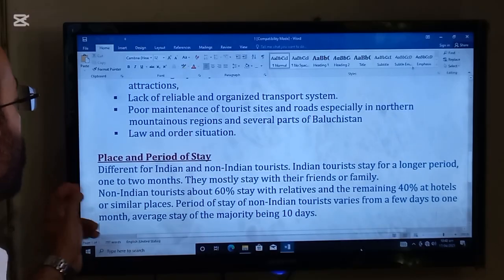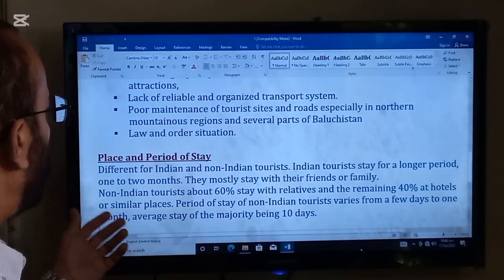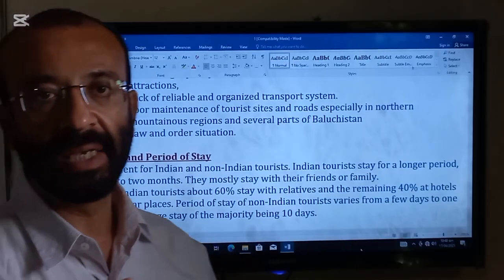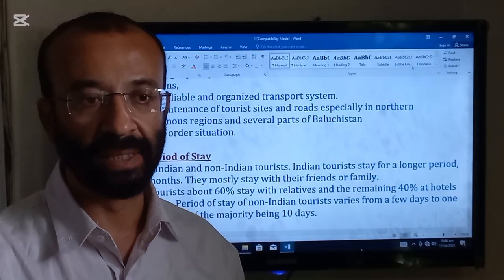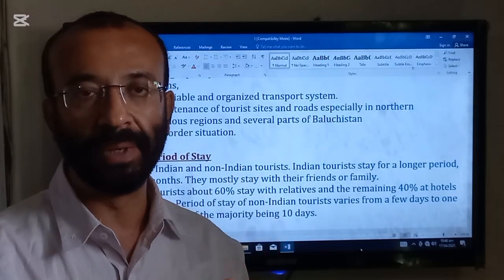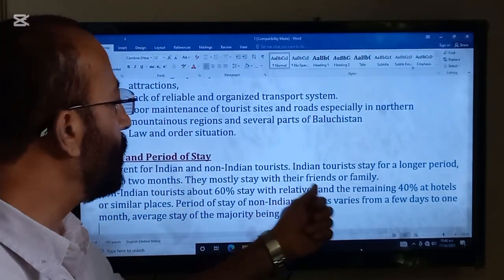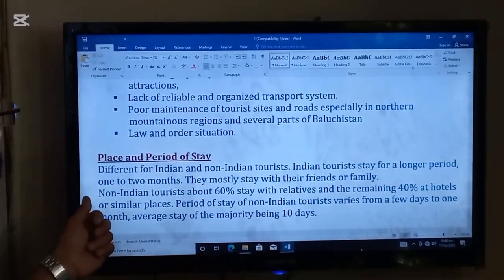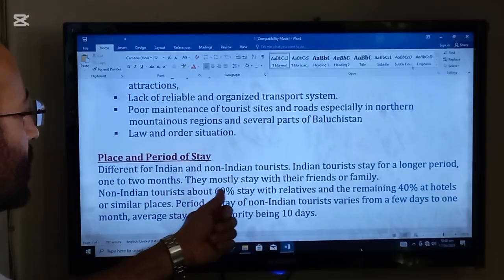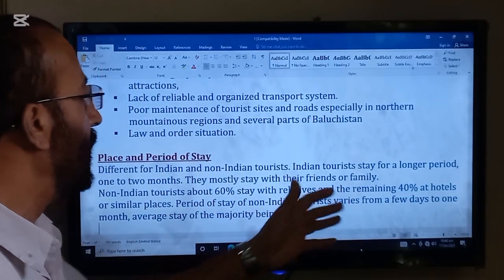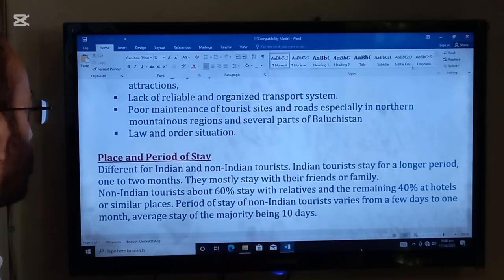Next point is place and period of the stay. Different for Indian and non-Indian tourists. So, as far as the period of stay is concerned, we divide the tourists into Indians and non-Indians. Indian tourists stay for a longer period, 1 to 2 months. They mostly stay with their friends or families because they come to visit them. So, their stay is normally long.